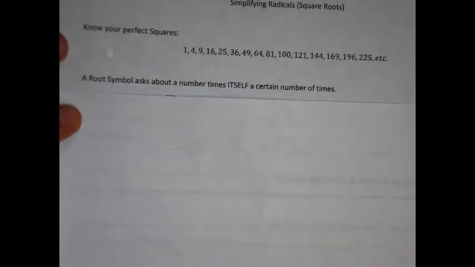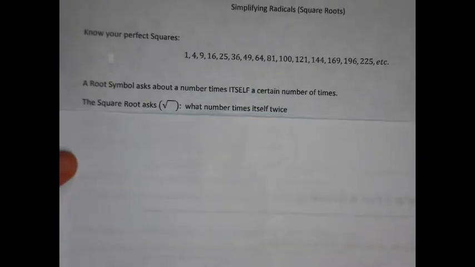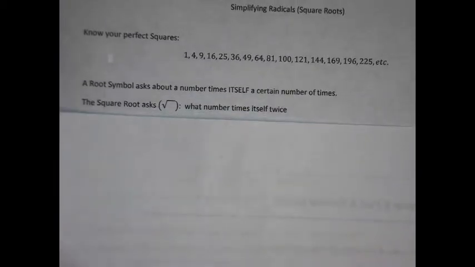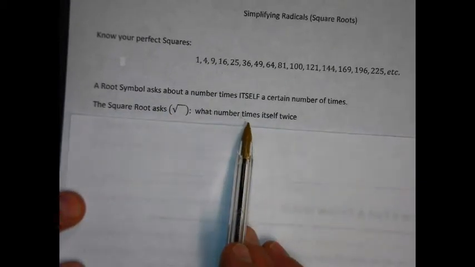So let's get into what the heck is a radical. So it's a root symbol, and it asks a question. It's an operation. The root symbol asks about a number times itself a certain number of times. So take, for example, the square root. The square root, that symbol, asks a question. What number times itself twice?